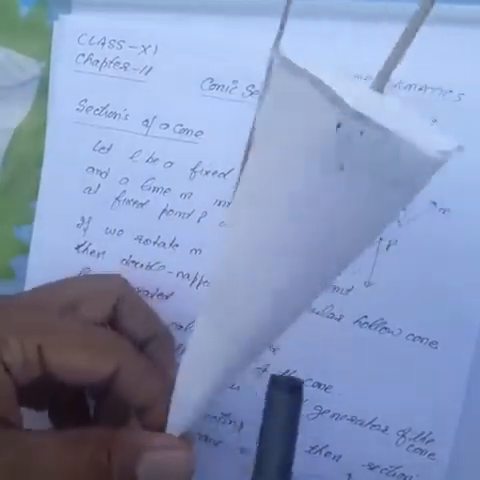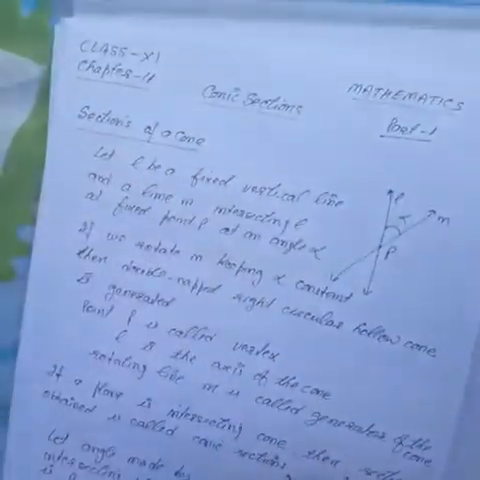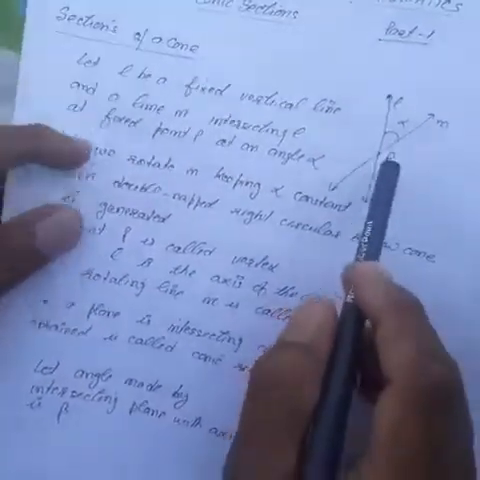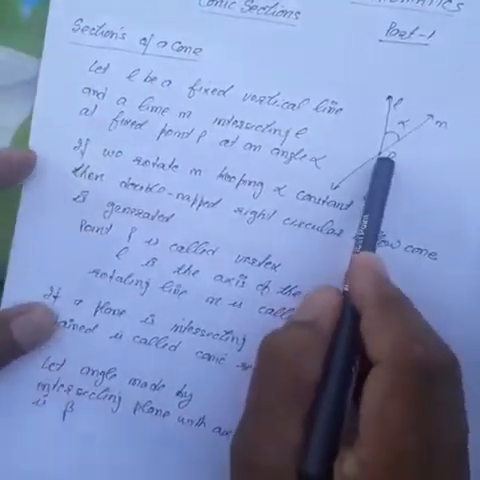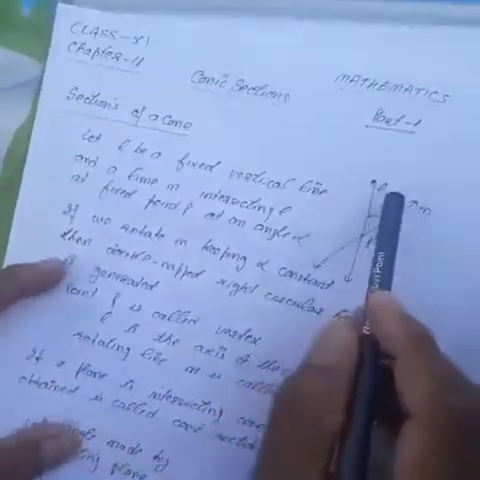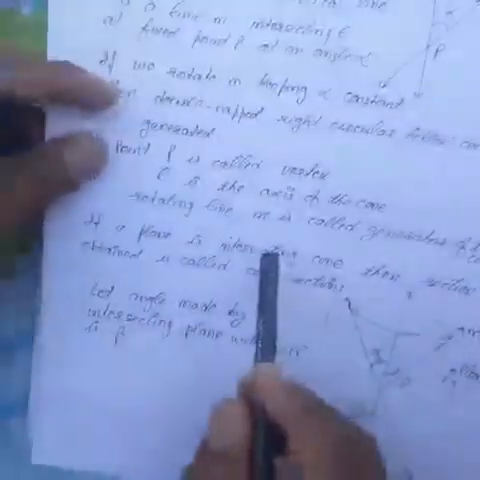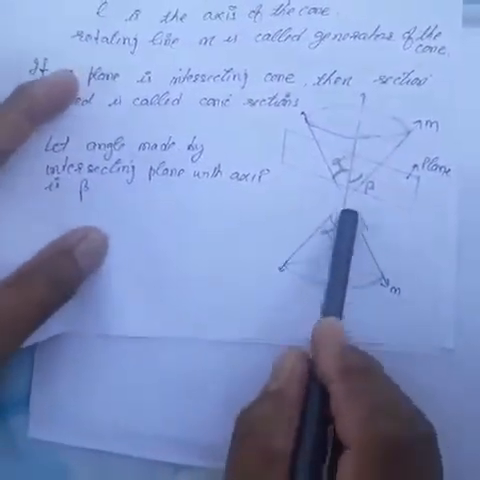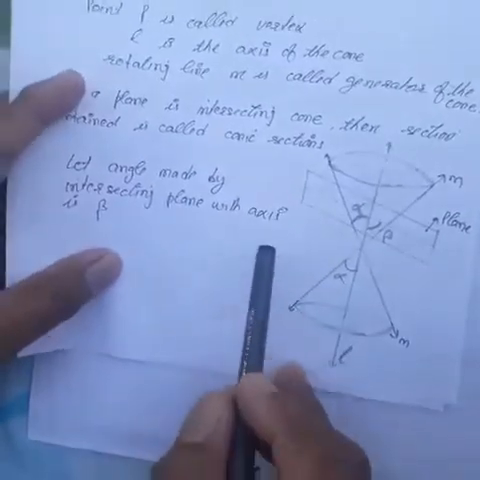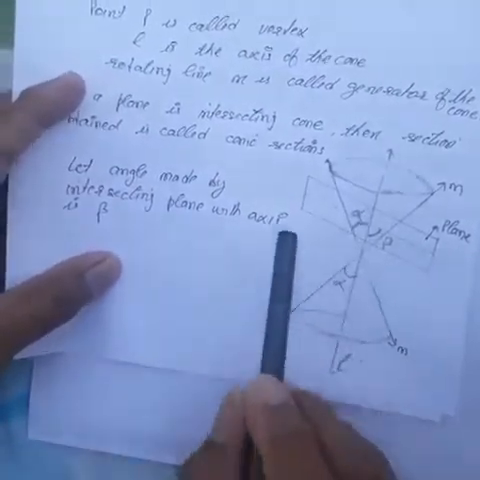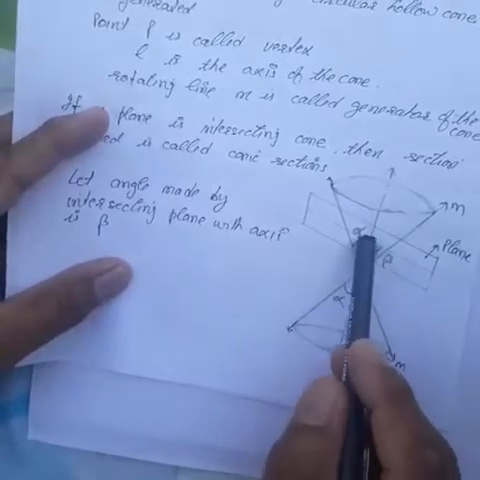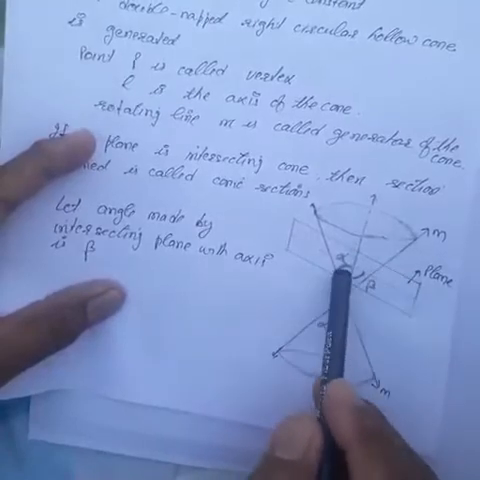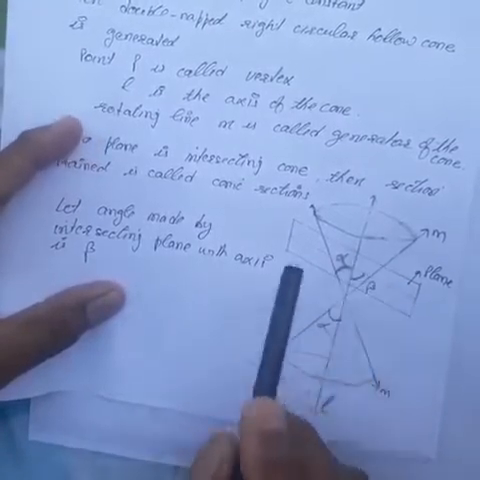In this cone we will now discuss the different sections. P will be the vertex and L is the axis of the cone. Now if you rotate M, this type of figure will be formed: two inverted cones, and these are called nappes. This is the angle alpha that the inclined line is making. While rotating, this alpha should stay constant.